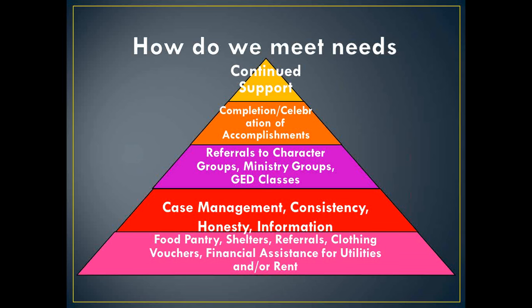For the love and belonging level, some of the things that we do is we give referrals. We give referrals to different groups, character groups, to ministry groups. We refer them to GED classes. One of the things that we can also do is invite group leaders or other facilitators to your office while you're meeting with that client so that they can start building a relationship.